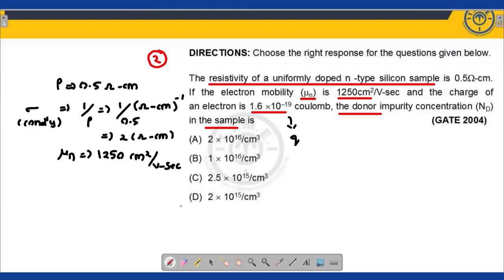So completely, what type of sample is it? It is an n-type silicon sample. If I am going to take an n-type silicon sample, what is the formula?